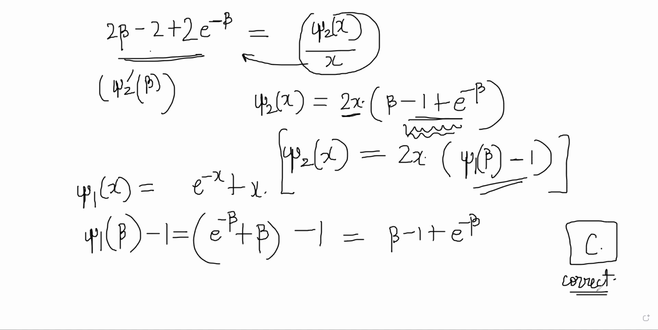The trick to understanding option C is basically applying LMVT to psi 2 x over the interval 0 to x. And afterwards, you have to notice that the thing inside the bracket is actually psi 1 of beta minus 1. And then you get the option. So hopefully you have understood this particular problem.